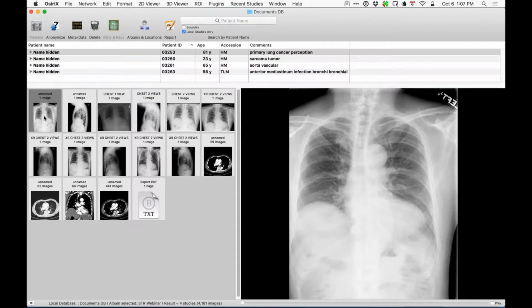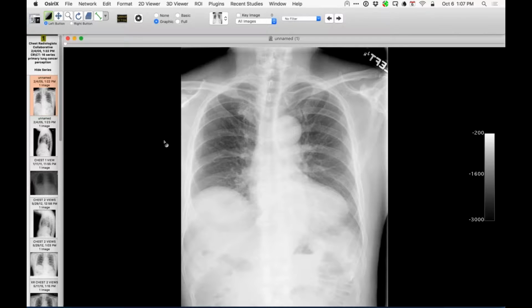I'll start with this case. This is something I've shown before. Again, it's really just a lesson or a demonstration of how hard it can be to see lesions, particularly including lesions that are not that small. So this is going to be a hidden lung cancer. This one is going back to 2005.